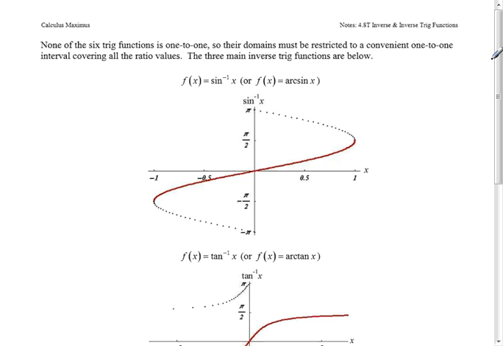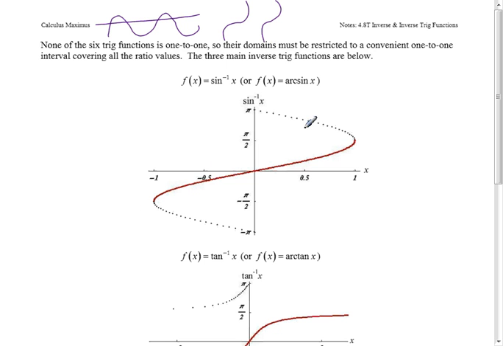The trig functions that we've looked at, none of them are 1 to 1. If we have sine of x, it's repeating. Cosine of x is repeating. It's always going to fail the horizontal line test. Okay, tangent is repeating. Cosecant, secant, none of those are 1 to 1. So we have to restrict the domain in order to have an inverse function.